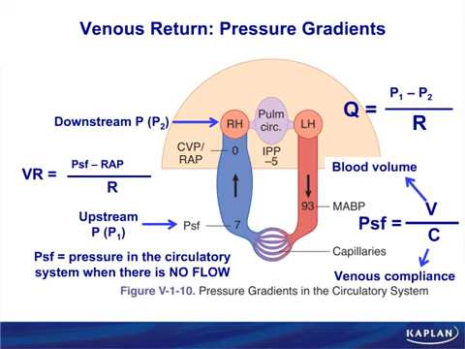Not venous volume, total blood volume. And as we also discussed just a few moments ago, compliance for the whole circulation is where? Hopefully you said veins. So therefore it boils down, we break it down. PSF is directly related to blood volume and inversely related to venous compliance. And PSF is the pressure head driving venous return.